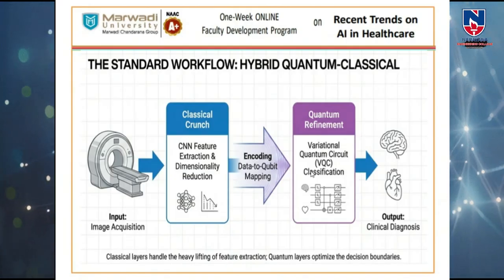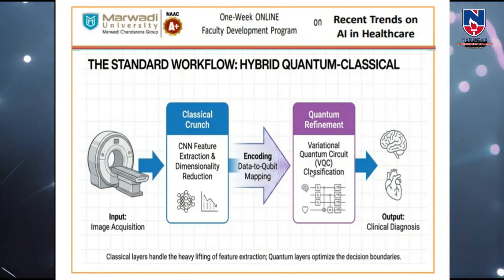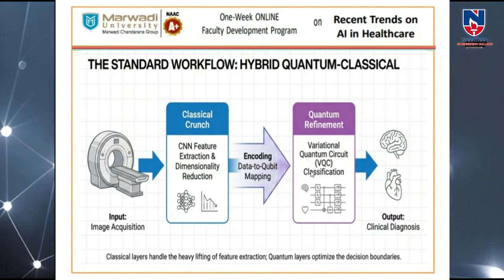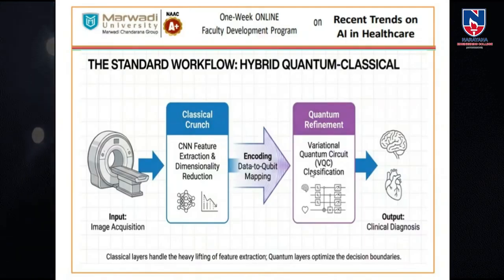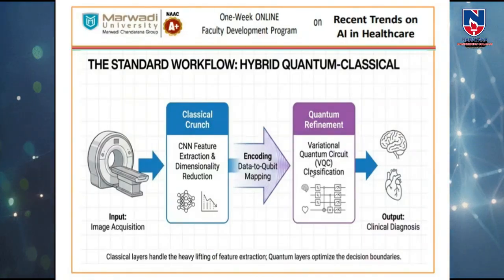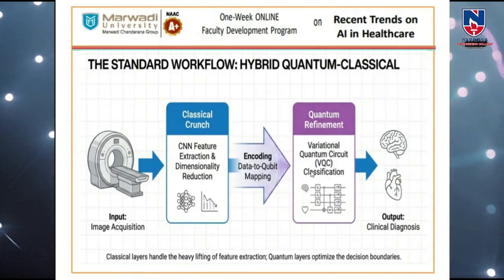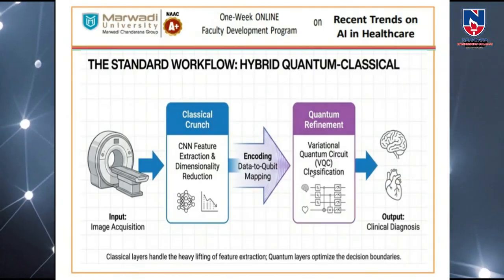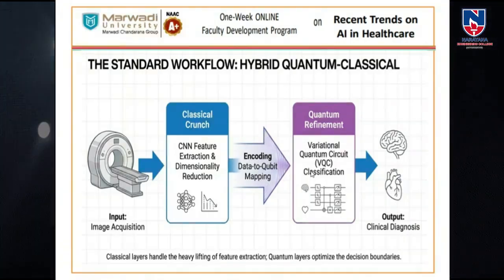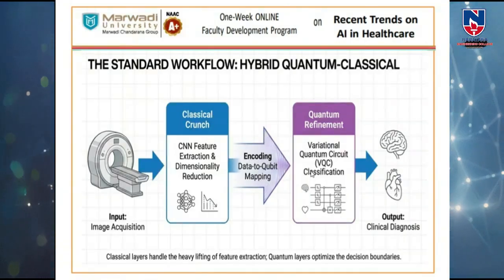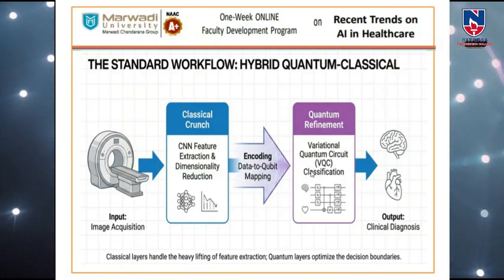Of course, at the final stage, I mentioned that we use the quantum layer, which performs the optimization of the region boundaries in a high dimensional Hilbert space, which is supported because of superposition and entanglement. Then the output is the clinical diagnosis.